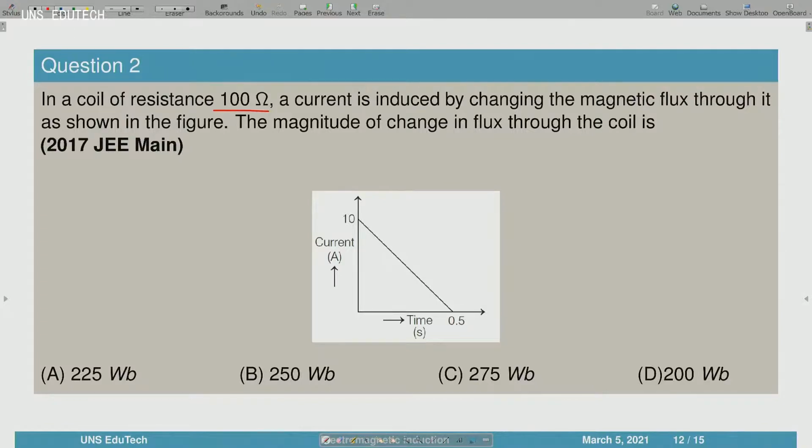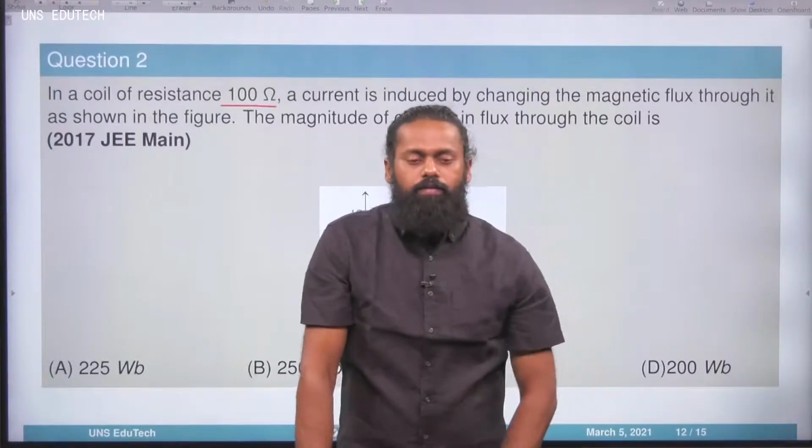Try to do it, the variation graph is given. You have to find the answer in Weber and try to solve. I'll give you another 2 minutes. After this, we'll wind up soon. Don't worry, we'll wind up in another 5 to 6 minutes.